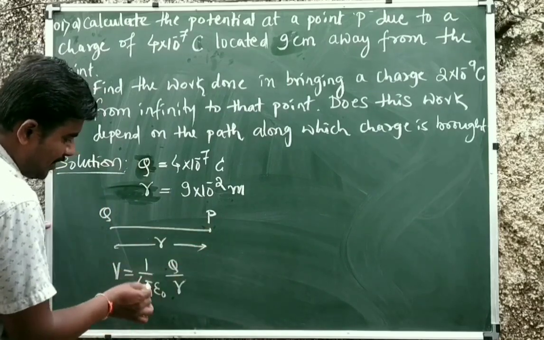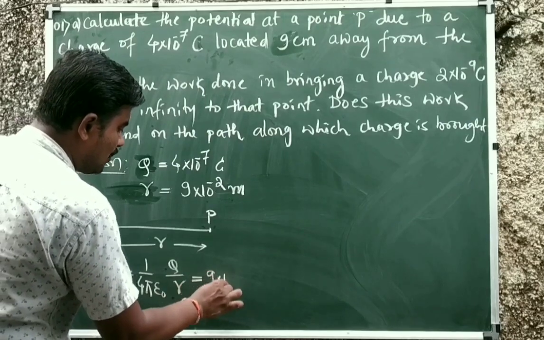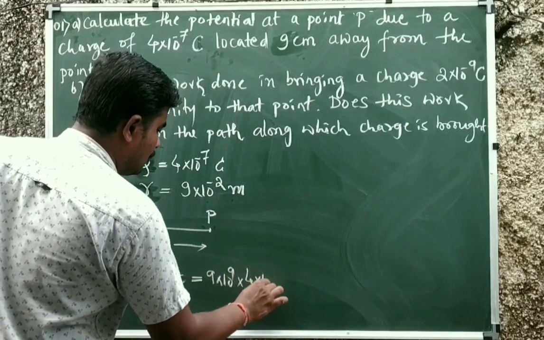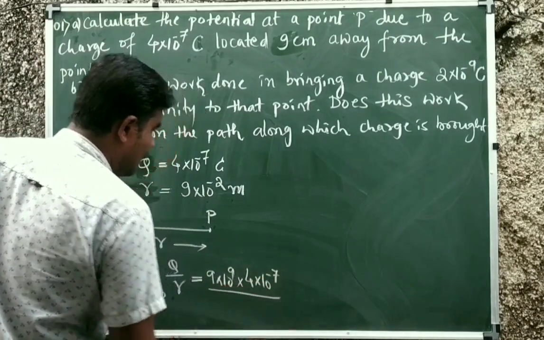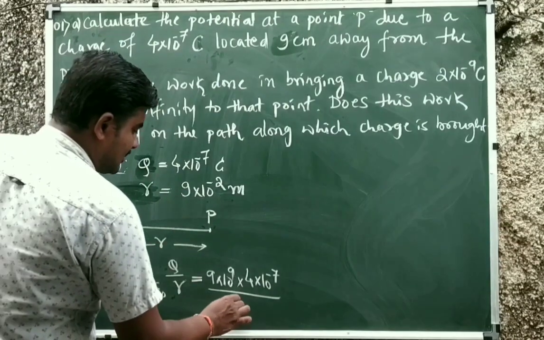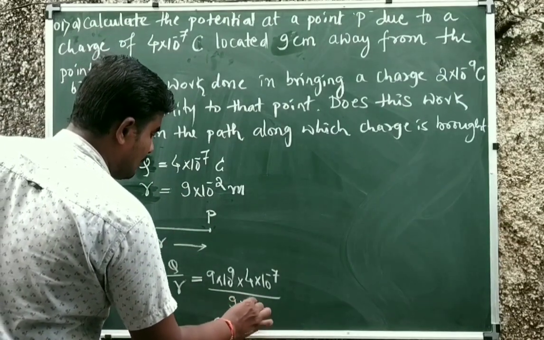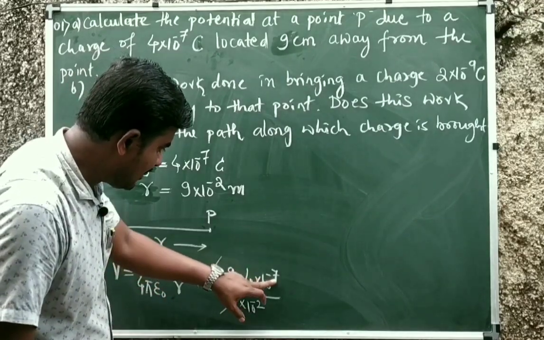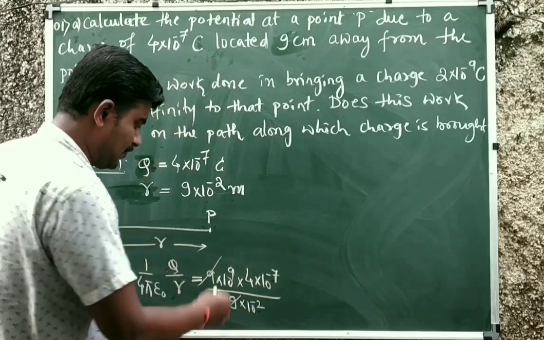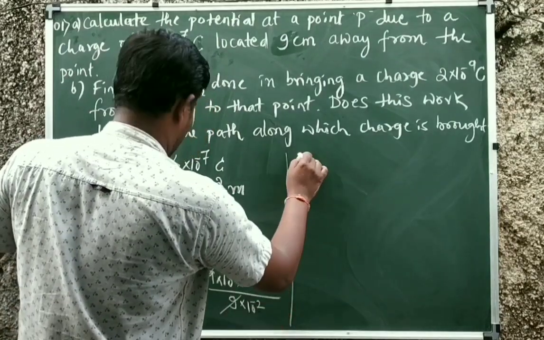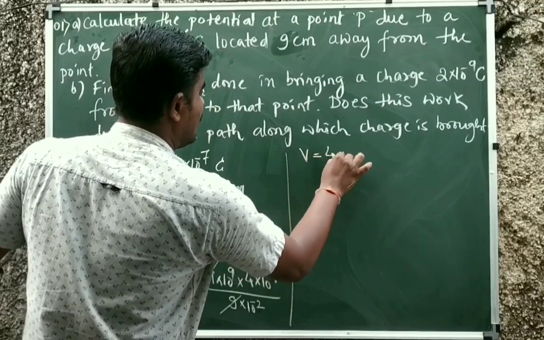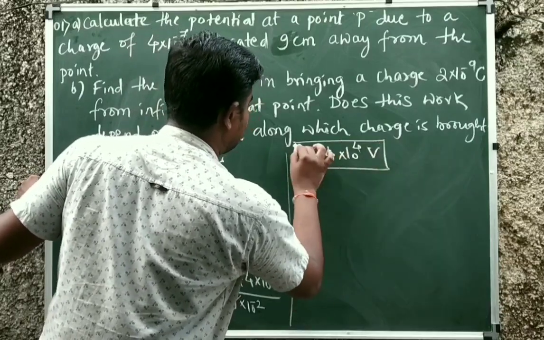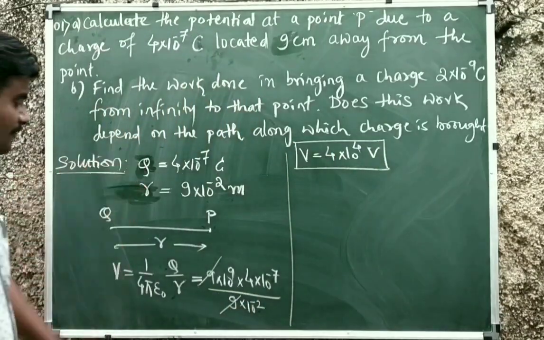So see here, 1 divided by 4 pi epsilon naught is 9 into 10 to the power 9, and Q they have given, 4 into 10 to the power minus 7, divided by R distance, which is 9 into 10 to the power minus 2. So 9 is cancelled, 9 and 7 gives 2, 2 plus 2 is 4. So V is equal to 4 into 10 to the power 4 volt. The unit of electric potential is volt. So this is the formula.